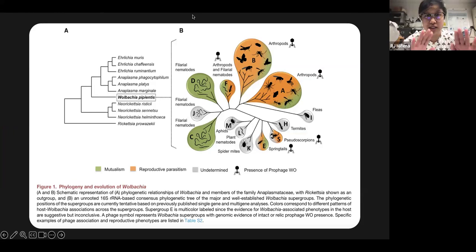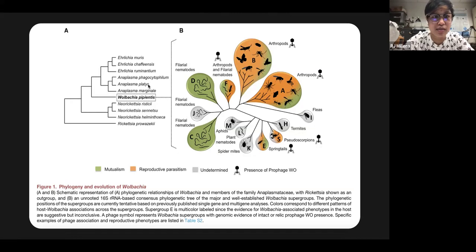So this phylogeny, this image, is from the Cell Host and Microbiology review titled Living in the Endosymbiotic World of Wolbachia, a Centennial Review. This was done in 2021 and it's a really good summary of everything to date. So the left-hand side, figure A, is where Wolbachia currently stands in the bacterial tree of life, and within its own group.